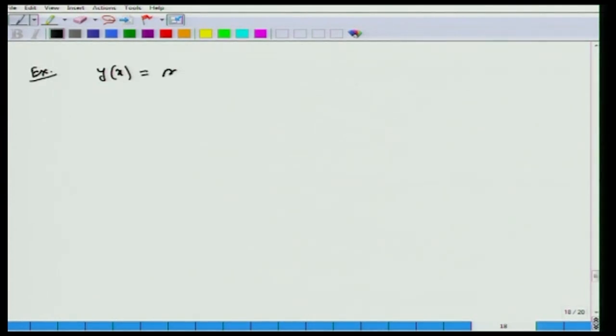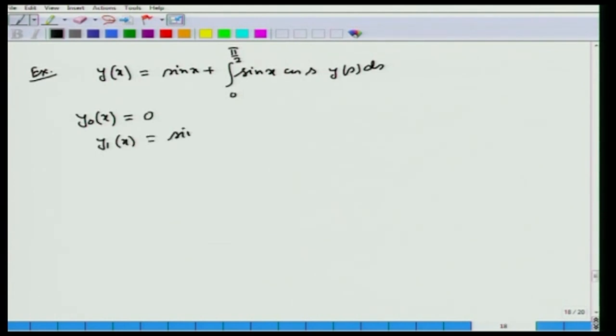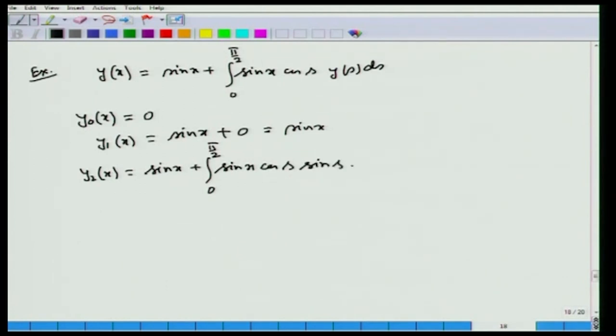Let us take y(x) equal to sin x plus integral 0 to pi by 2 sin x cos s y(s) ds. And here you can take y0(x), for example, equal to 0. If you take y0(x) equal to 0, then y1(x) will be sin x plus 0, that is equal to sin x, because the contribution from this integral will be 0 because y0(s) is 0. Then y2(x) will be equal to sin x plus integral 0 to pi by 2 sin x cos s, this is the kernel, and y1(x) is sin x. So, this will be sin s ds.